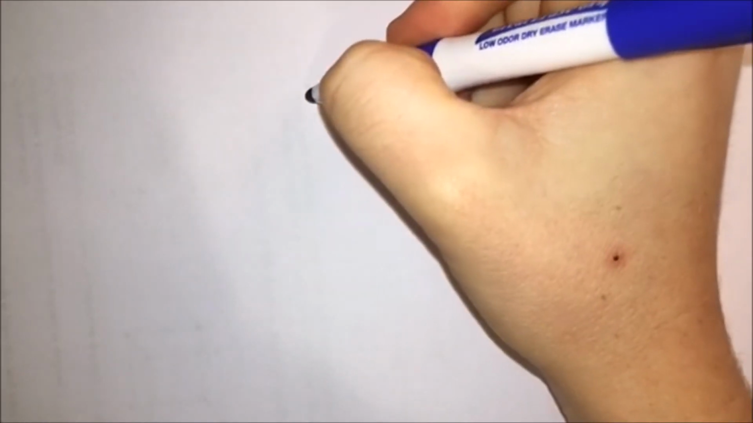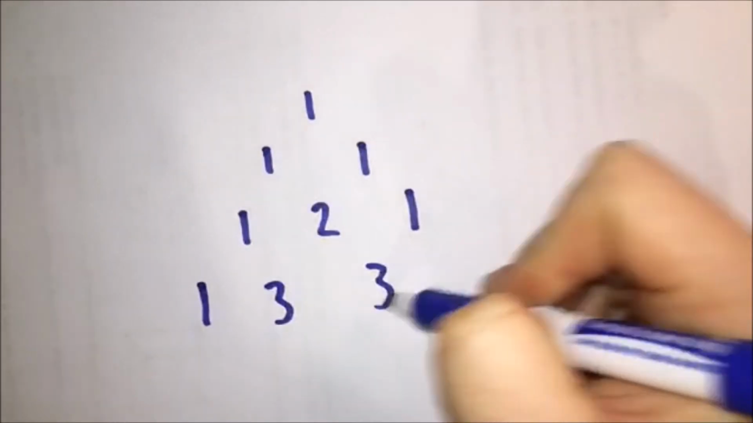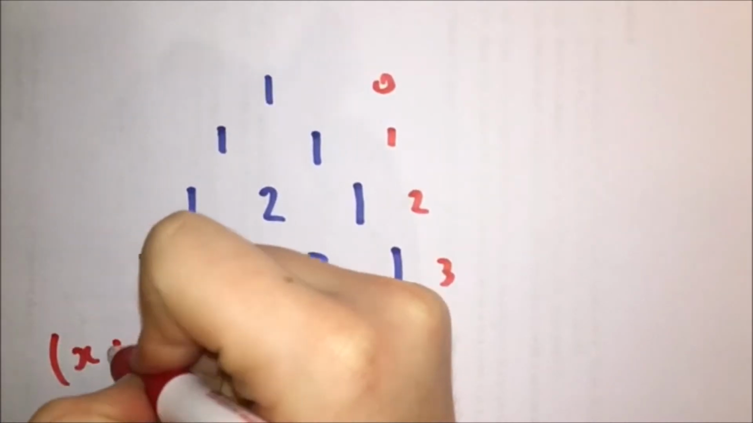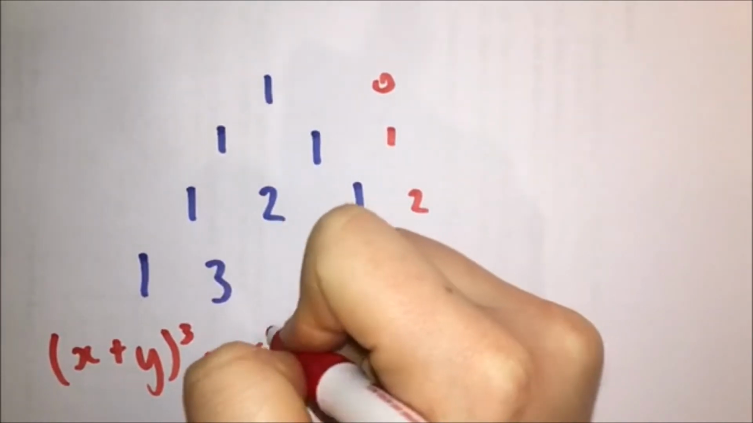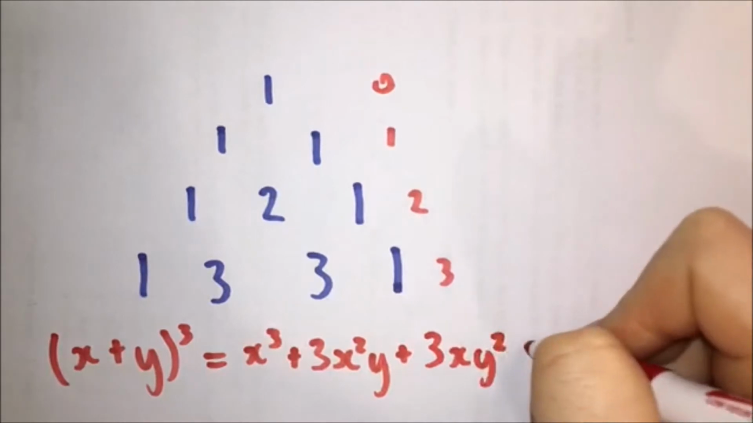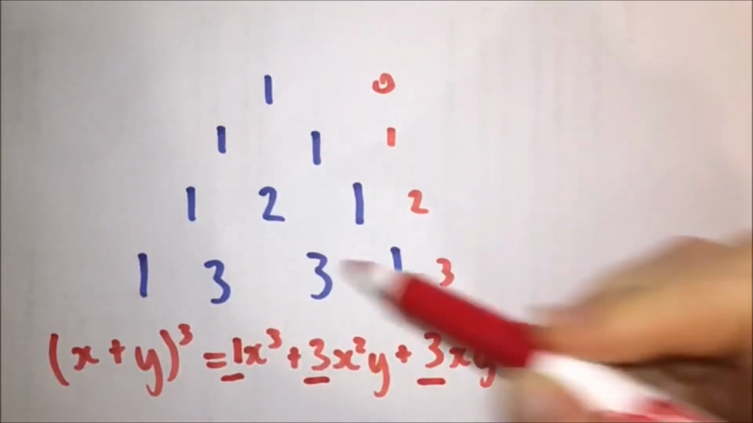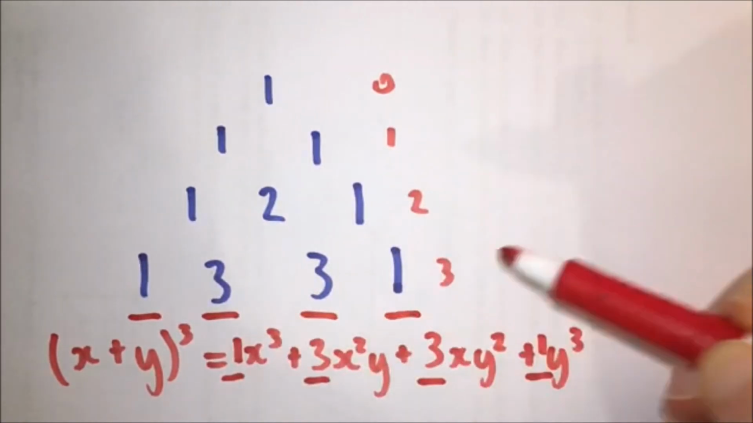The rows start at the 0th row. Here we have the first row, the second row, and the third row. Let's look at the third row. The numbers in the third row are 1, 3, 3, and 1. We know that these are the coefficients of the binomial expansion of (x + y)^3. This works for the fourth row and every other row too.